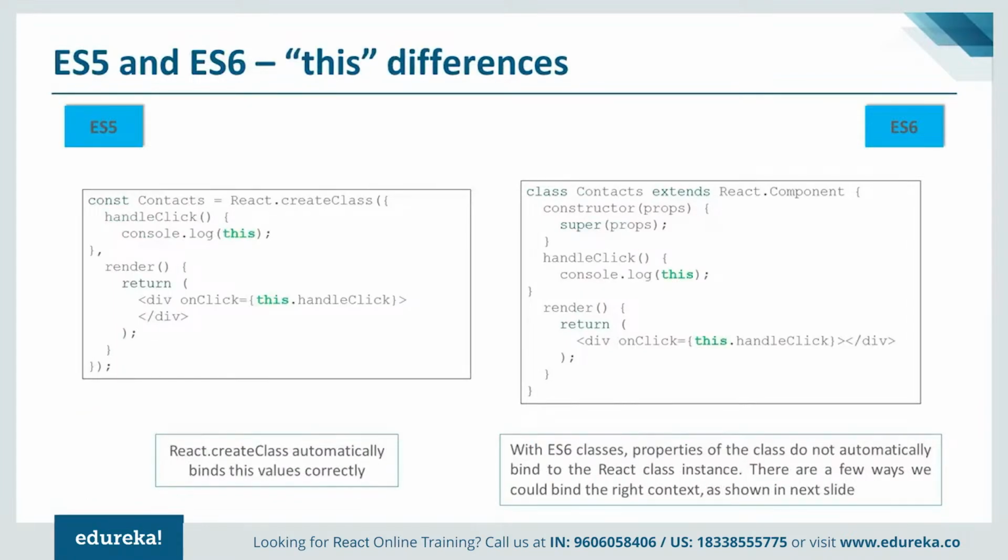This is the fourth difference, the this differences. React.createClass automatically binds this values correctly. So as you can see, this.handleClick and the values get bound. But there is trickier code in ES6. With ES6 classes, properties of the class do not automatically bind to the React class instance. There are two ways in which we can bind the right context, which we'll see in the next slide.